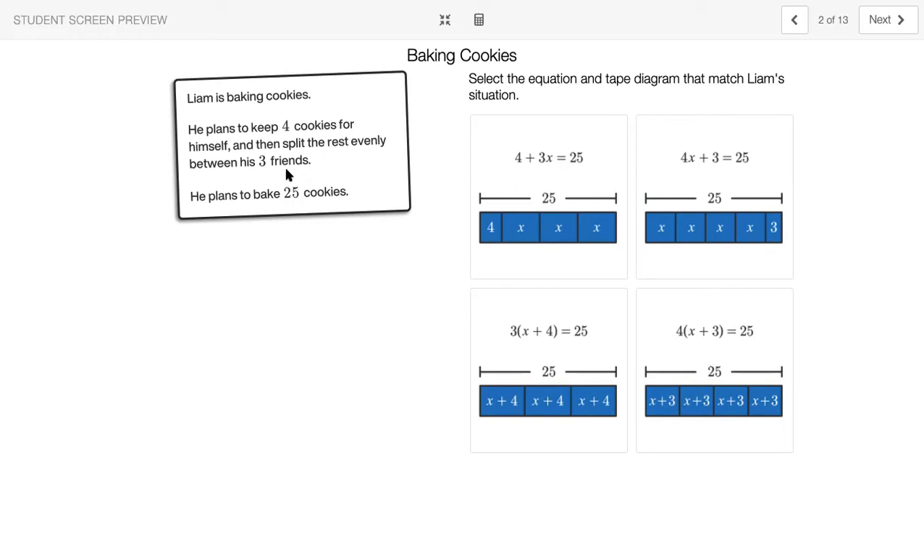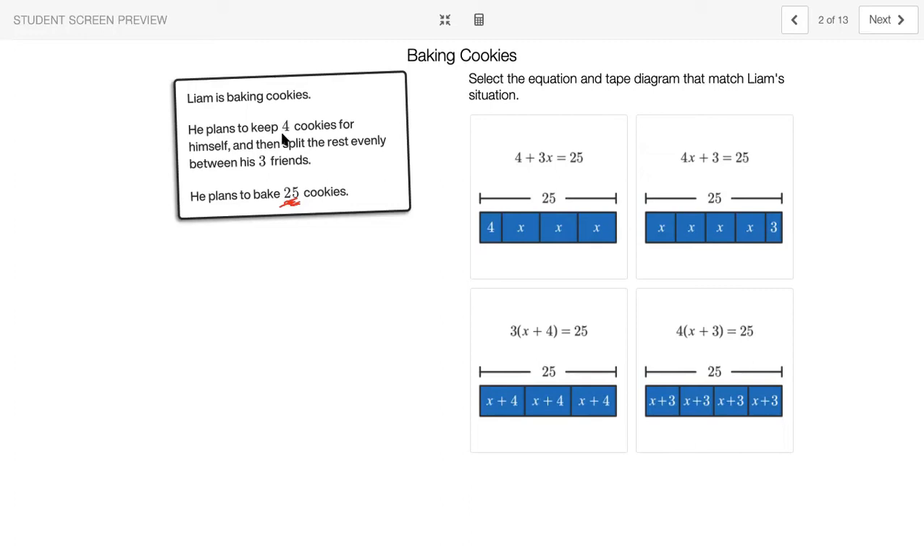All right, so when we break this down, we want to focus on what the words are saying and then how the words connect with the expression. So right now it says he plans to bake 25 cookies. So I know I'm going to pick the equation that is equal to 25, and all 4 of those are that. So that one's not going to work. I'm just selecting based off of this. So I go back to it.